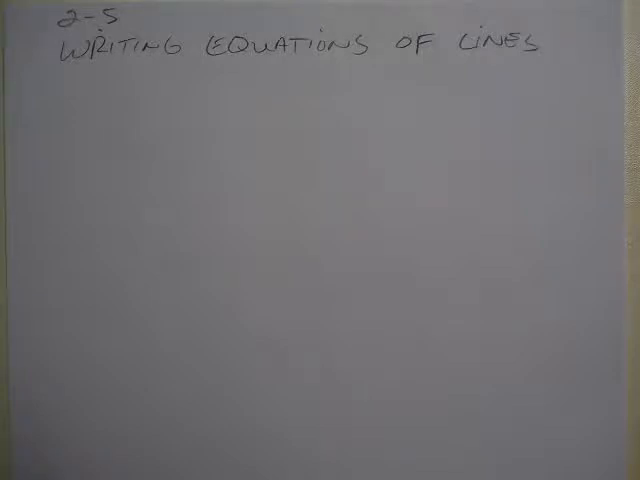So really what we've been doing with the RSGs and the recursive and the explicit and stuff like that is we've been writing equations of lines. The explicit equation is an equation of a line or a curve of some sort. And so we want to start defining them a little bit differently.